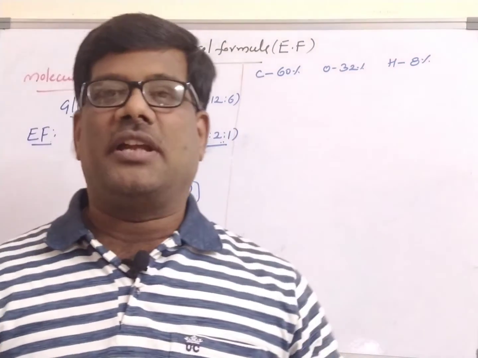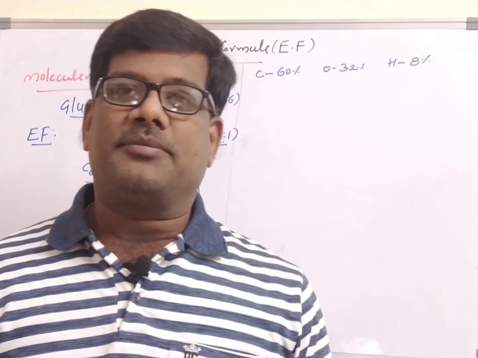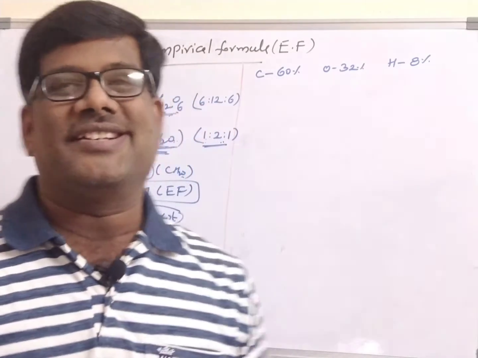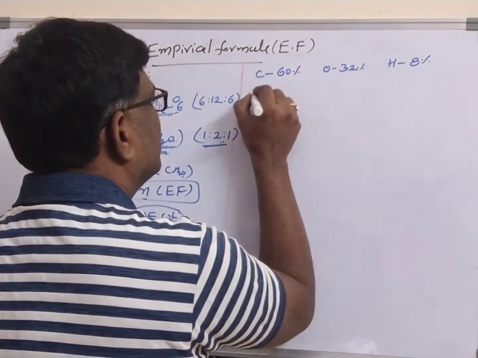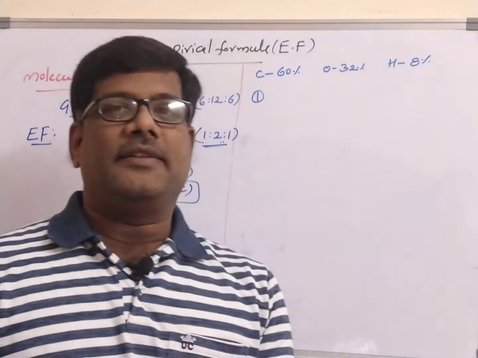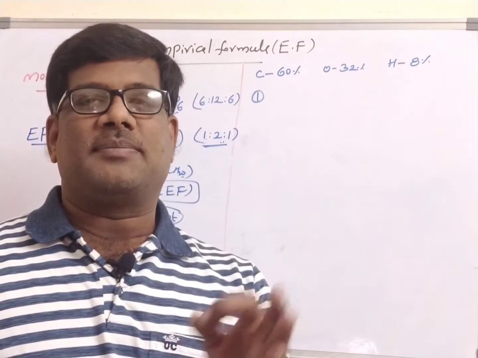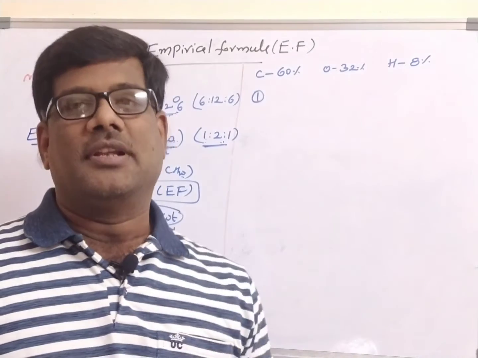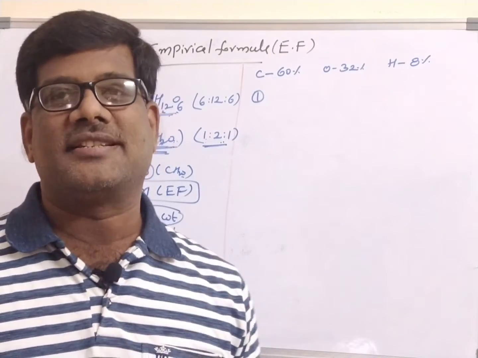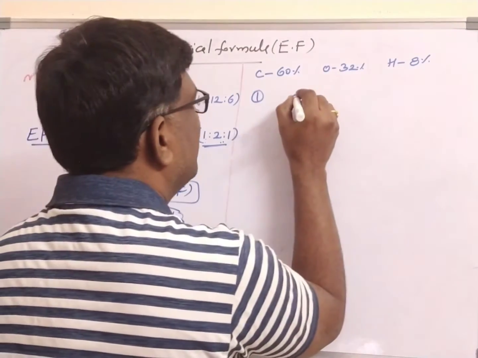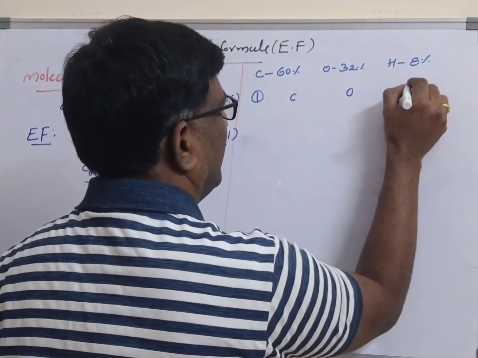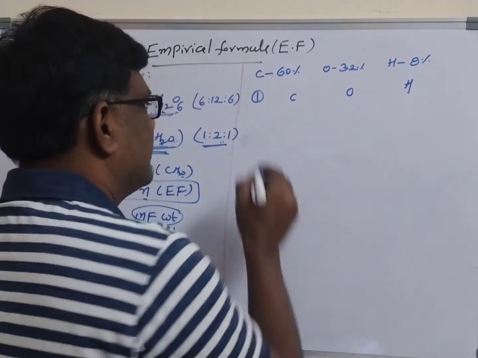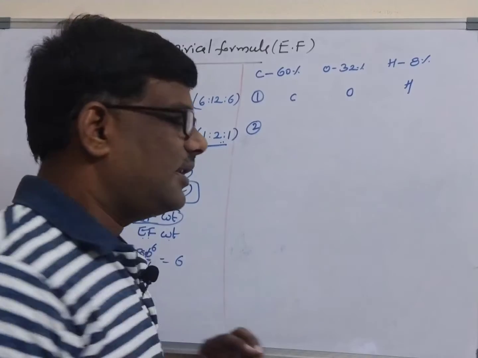Whenever he gives you a problem like this, immediately we have to adopt some rules. What is the first rule? The first rule: identify what elements are present in the given compound. Clearly you observe carbon, oxygen, hydrogen. So 3 elements are present. Now the second step.